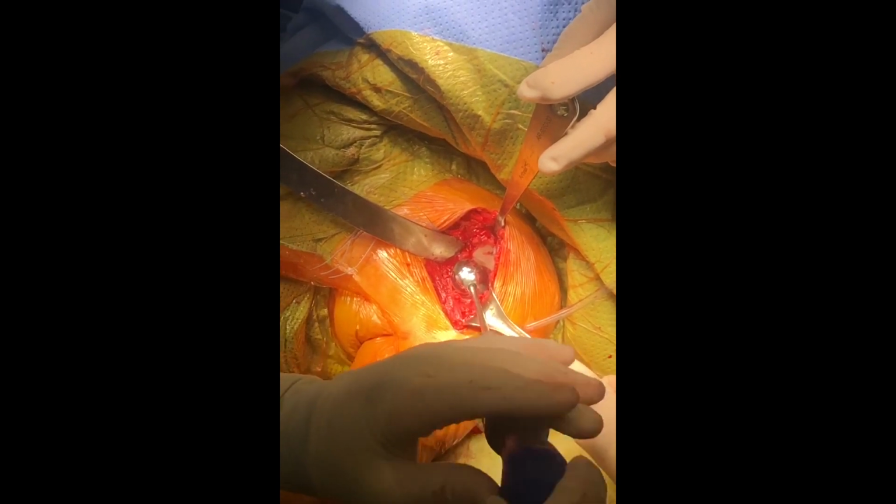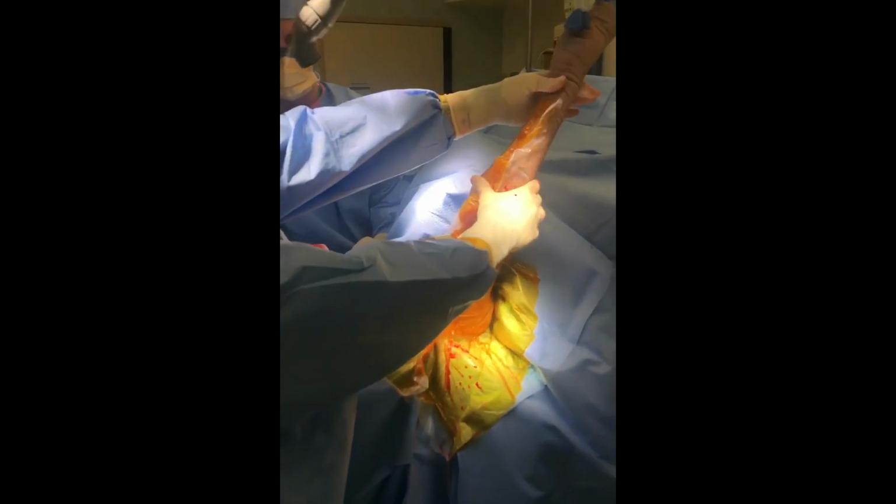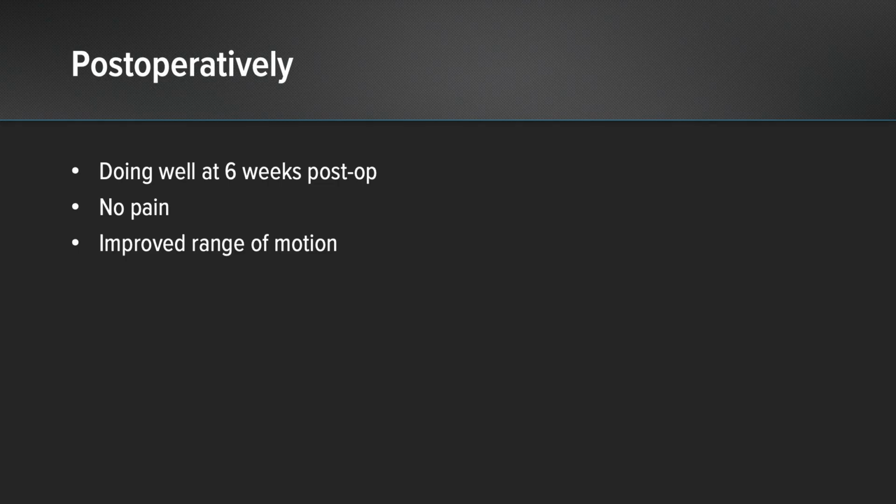Once we got our final glenosphere impacted into position, we took the shoulder through a range of motion, and our range of motion on the table was excellent. Post-operatively, when I saw the patient back, we had reversal of his pseudoparalysis. We were able to see him at 6 weeks with excellent range of motion and no pain.